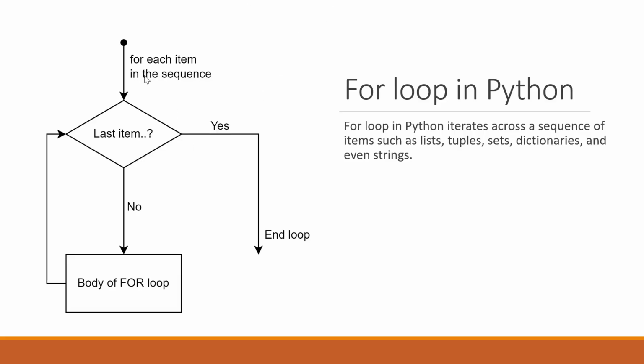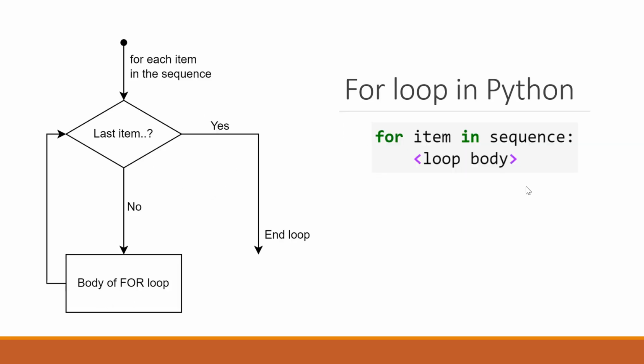So here you can see the flowchart for the for loop. So first, it will iterate through each item given in the sequence. Then as a condition, it will check whether the item in the sequence is the last item or not. If the item is last, then it will end the loop. And if the item is not last, then it will continue executing the code given in the loop.